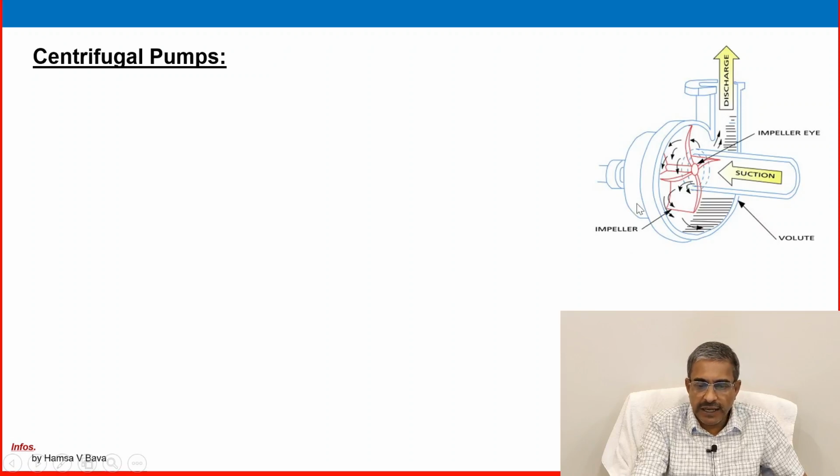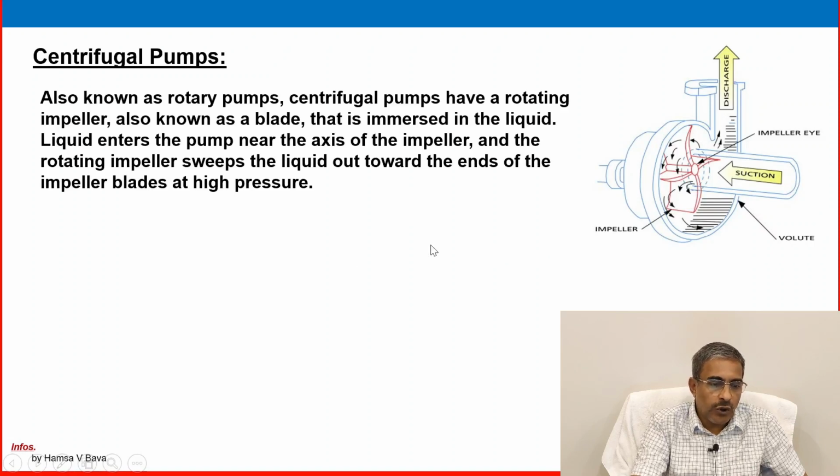A simple picture is here. Suction side, suction is there, impeller is there, casing is there, volute is there, and discharge nozzle is there. So let us see the operating principle, constructional details, etc. of the centrifugal pump, also known as a rotary pump. Centrifugal pumps have a rotating impeller. This is the impeller, also known as a blade, that is immersed in the liquid.